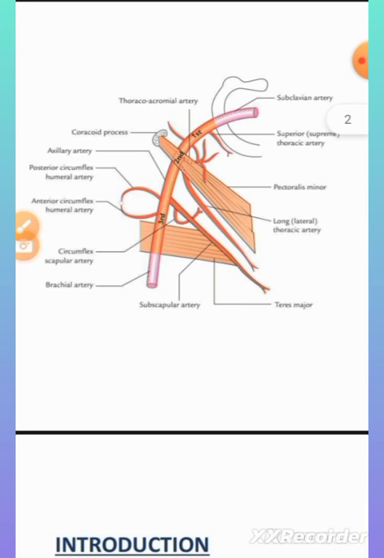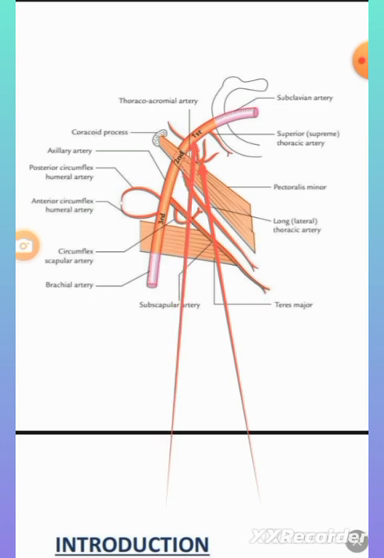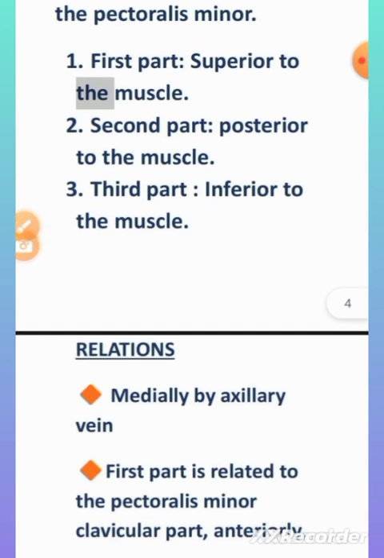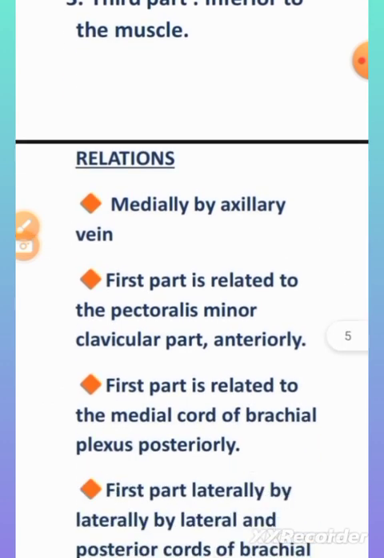I think there's an image here. So this is it. This is the pectoralis minor muscle, and superior to this part, that's the first part. And then this part, that's kind of posterior, is the second part. Then the inferior part is the third part. So that's how you divide the axillary artery: the first part, then posterior to the muscle the second part, then the third part is usually inferior to the muscle.